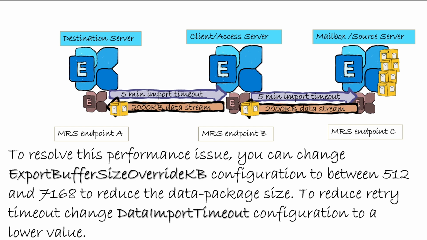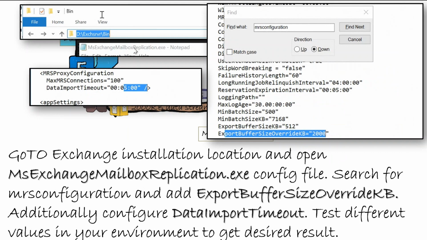To resolve this performance issue, you can change the ExportBufferSizeOverrideKB configuration to between 512 KB and 7168 KB to reduce the data package size. To reduce retry timeout, change the DataImportTimeout configuration to a lower value. Go to the Exchange installation location and open the MSExchangeMailboxReplication.exe config file. Search for MRS configuration and add ExportBufferSizeOverrideKB. Additionally, configure DataImportTimeout. Test different values in your environment to get the desired result.